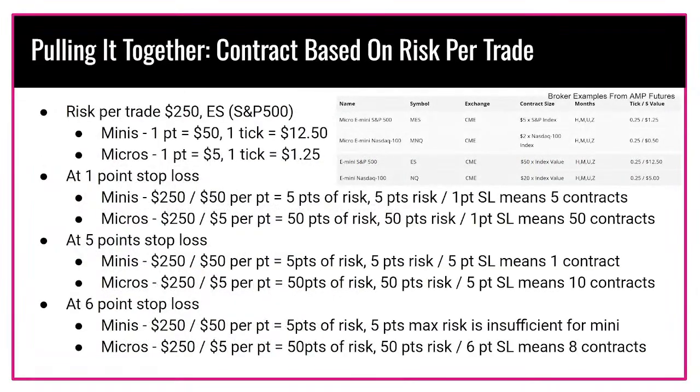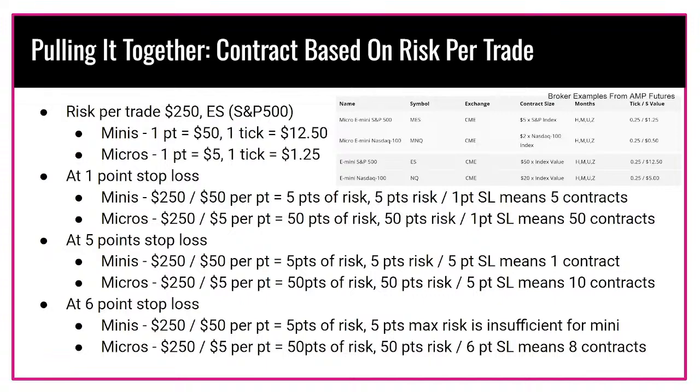Pulling it together, contract sizing based on risk per trade. This is a discussion about how to calculate the number of contracts that you can trade in any given market. I'm going to be using the ES or the S&P 500 as the example for this, but no matter which market you're going to trade in, you're going to need to be able to do this type of calculation to understand exactly how much you're risking, and therefore, depending on how much you're risking, how many contracts you can trade.